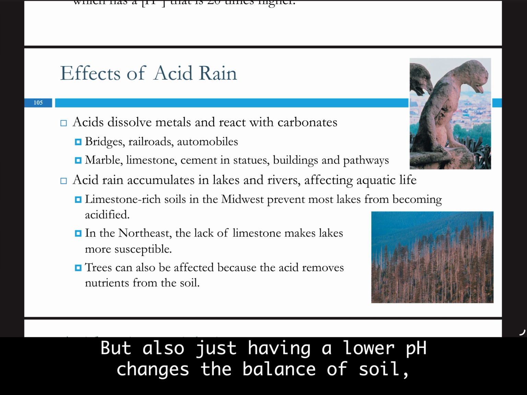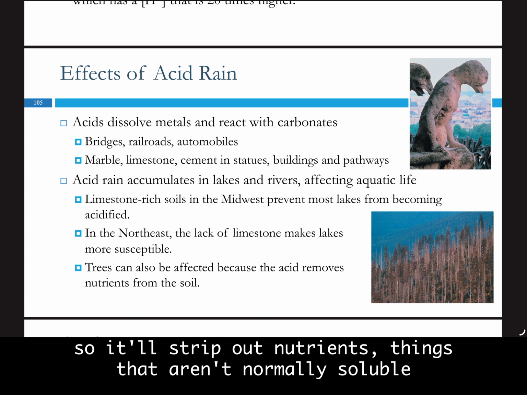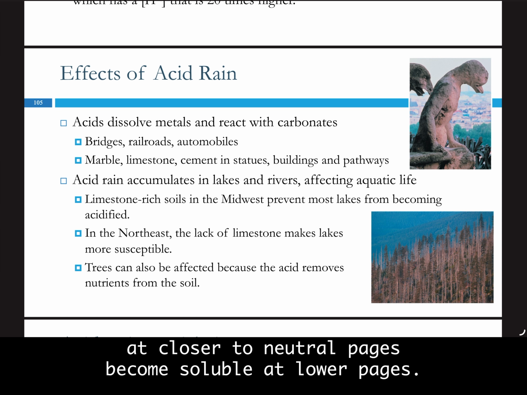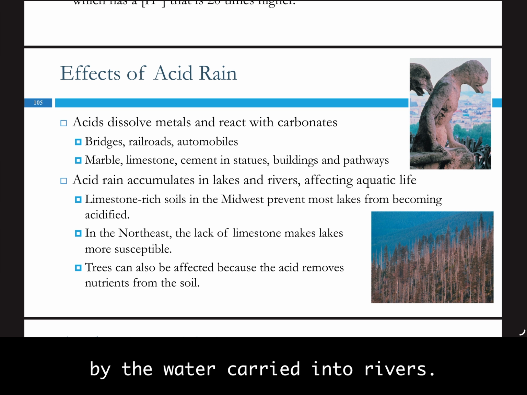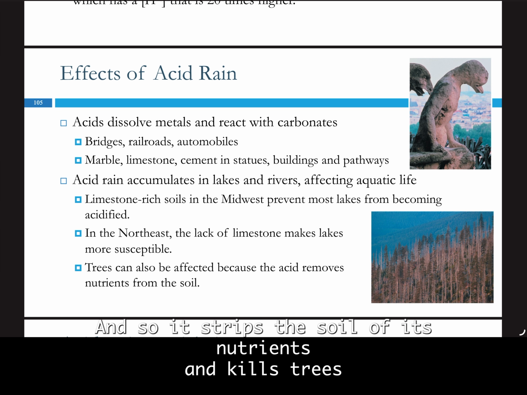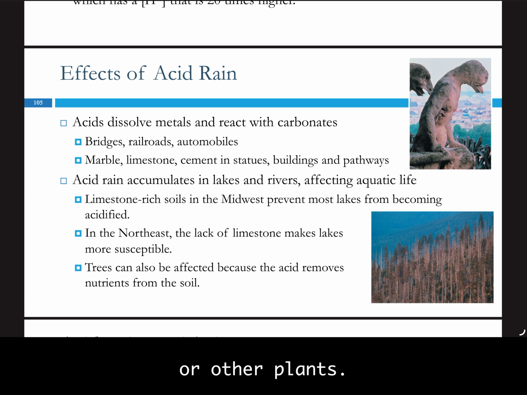But also just having a lower pH changes the balance of soil, so it'll strip out nutrients. Things that aren't normally soluble at closer to neutral pHs become soluble at lower pHs. And as those things dissolve, they then get washed out by the water, carried into rivers, and so it strips the soil of its nutrients and kills trees or other plants.